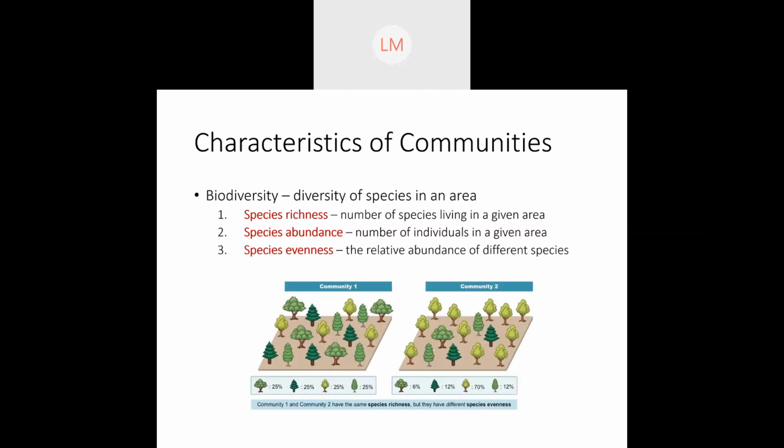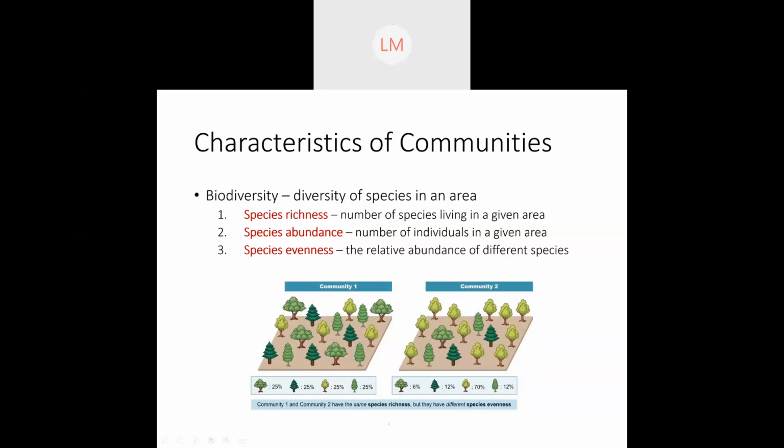So we've got two communities here. We've got community number 1 that has 4 different types of trees. Each tree represents 25% of the total number of individuals. Community number 2 also has 4 species, but we see down here that the percents are a lot different. This type of tree, we only have 6% of our individuals, but this type of tree here, 70% of our individuals are that type of tree.